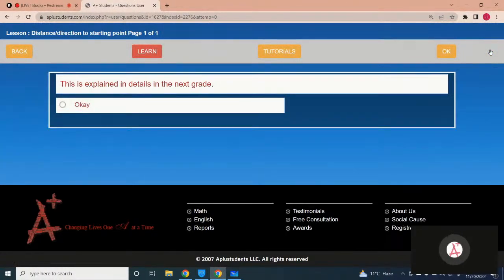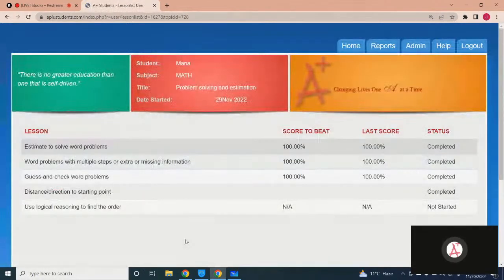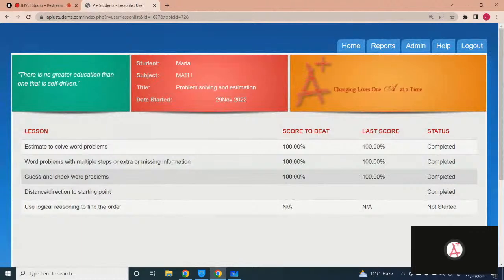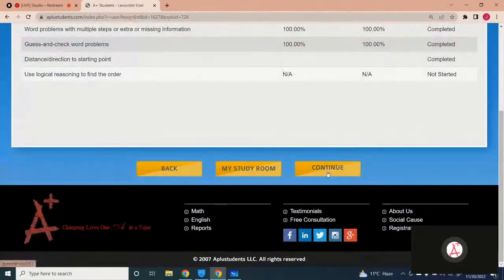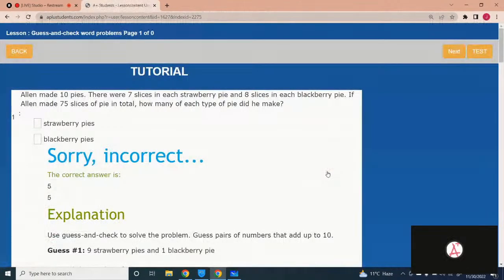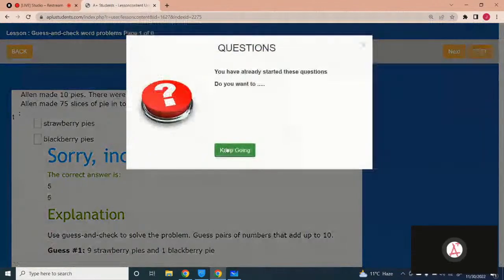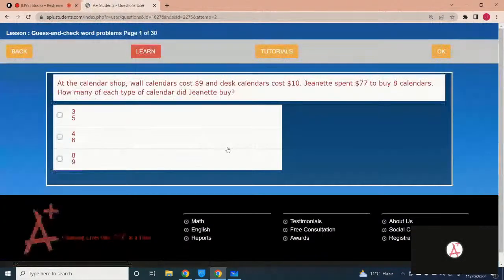Okay, we don't have the lesson and the tutorial as well. So let's do the one we are doing right before this one: guess and check word problems. Got it? Let's do the more practice questions from guess and check word problems. I have done 3 questions from the test.